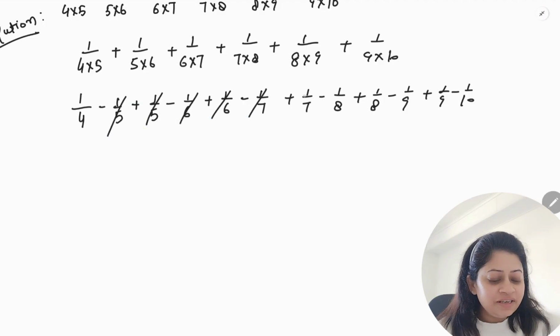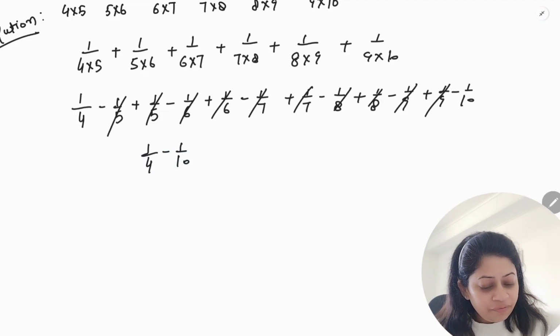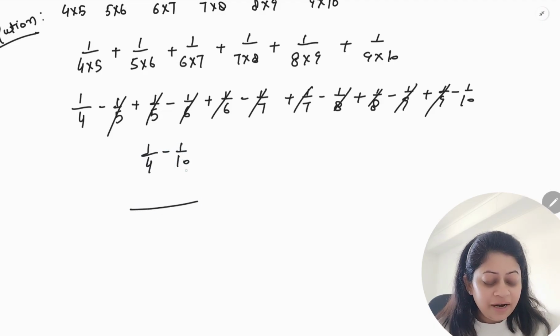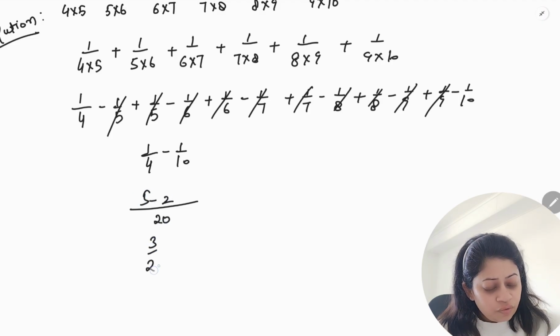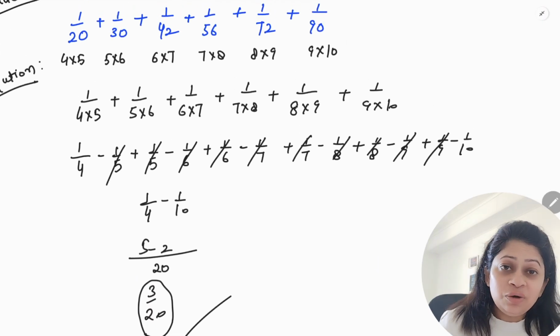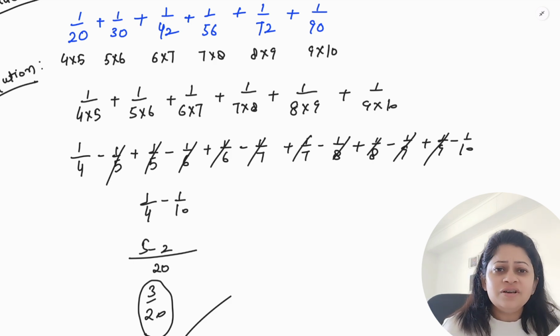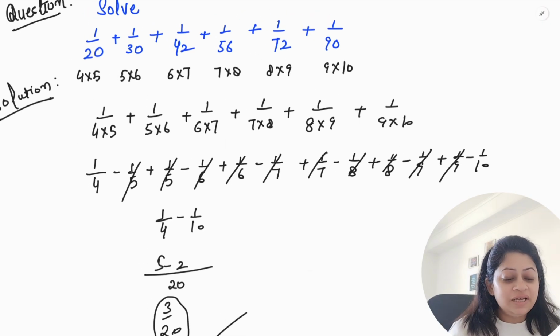Now we just need to cancel out everything, right? We came to 1 by 4 minus 1 by 10, right? So you can take LCM, which is 20, and 5 minus 2, you will get 3 over 20. So it was not hard at all. Because I was explaining to you, that's why it took like 4 minutes. If you solve it yourself, it will take only some seconds when you know these tricks.